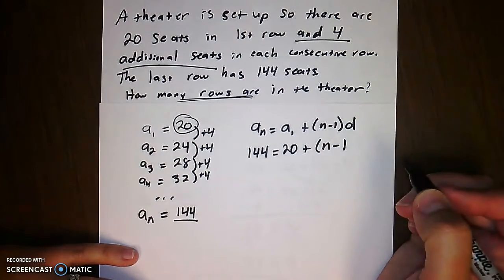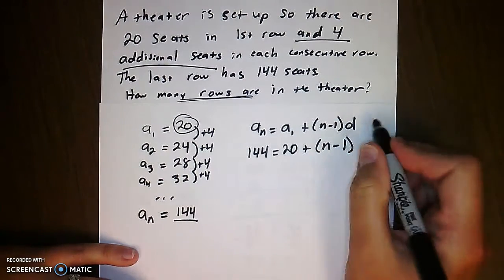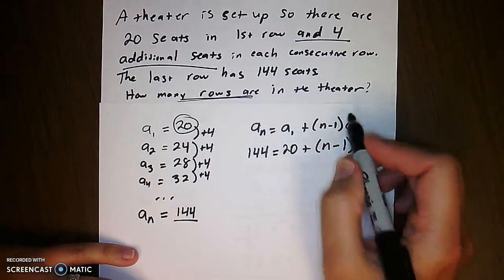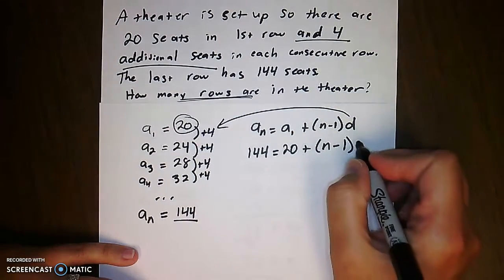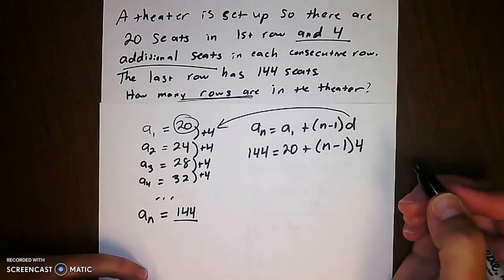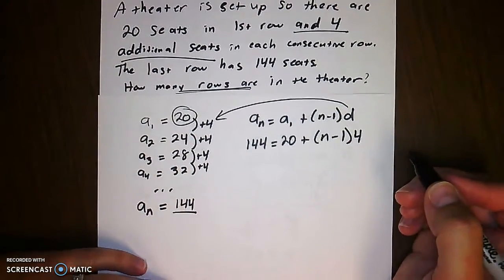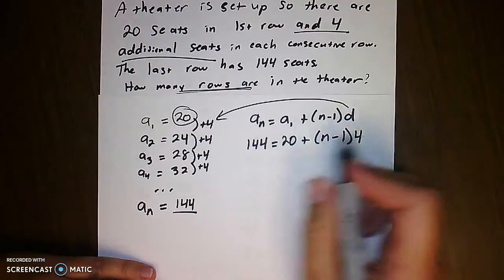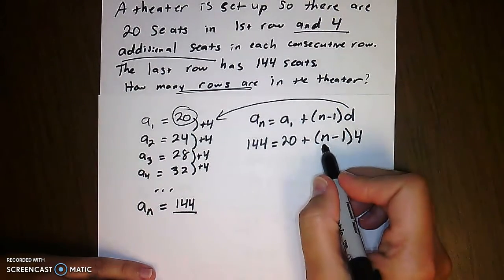So I'm going to leave it as n minus 1, and I multiply by d. D is your common difference. Okay, that's the plus 4 that we keep doing every time. So I'm going to multiply by a positive 4. Okay, so we have an equation that we need to solve for n.